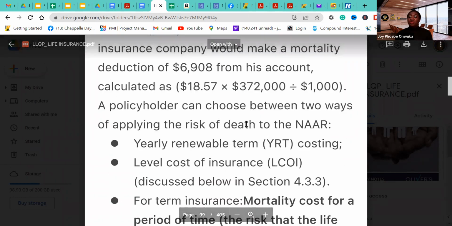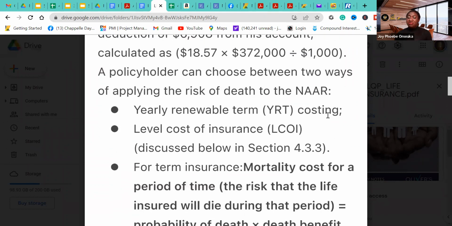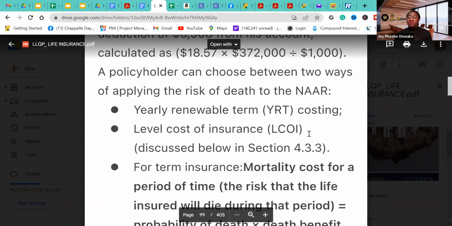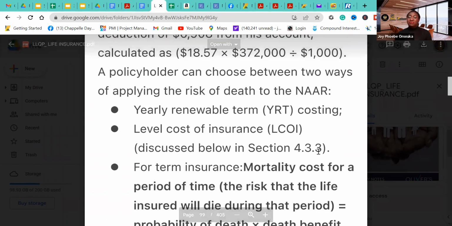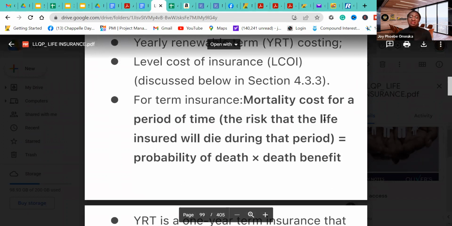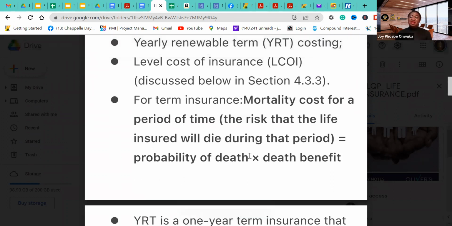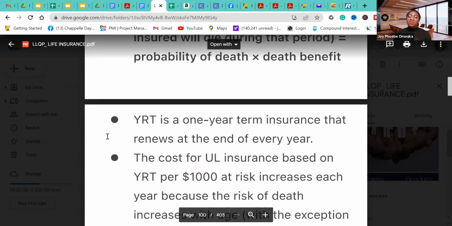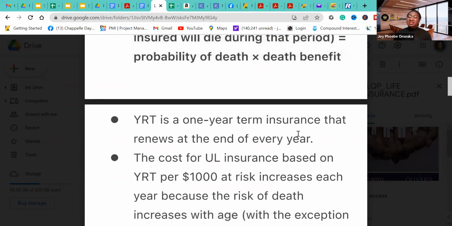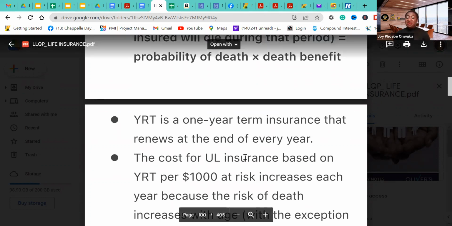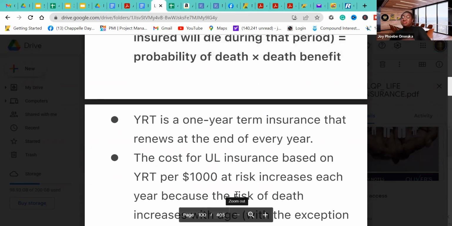A policyholder can choose between two ways of applying the risk of death to the net amount at risk: yearly renewable costing or level cost of insurance, as discussed below in section 4.3.3. Now, for term insurance, the mortality cost for a period of time, the risk that the life insured will die during that period, is equal to probability of death multiplied by death benefit, okay? Now, YRT is a one-year term insurance that renews at the end of every year, all right? So it means that the cost of insurance is calculated every year.